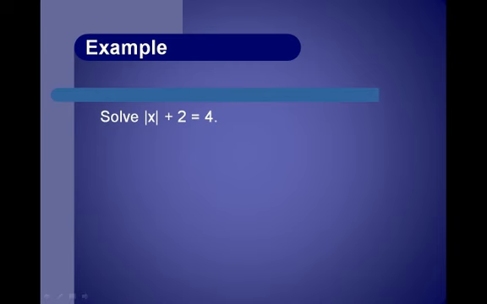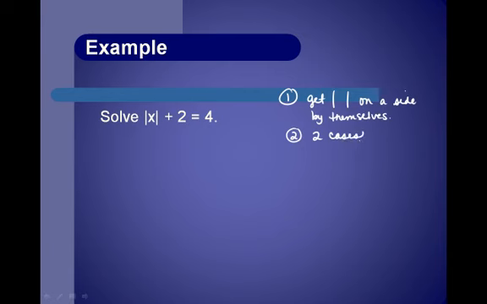Well, in order to solve an absolute value equation, the first thing we want to do is get the absolute value bars on a side by themselves. Okay, once we get the bars on a side by themselves, then we're going to do the two cases to get rid of the bars. One case is just like it is without the bars. The second case is leave one side alone and change the sign on the other side.